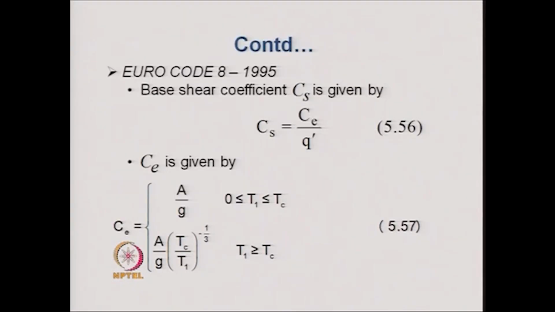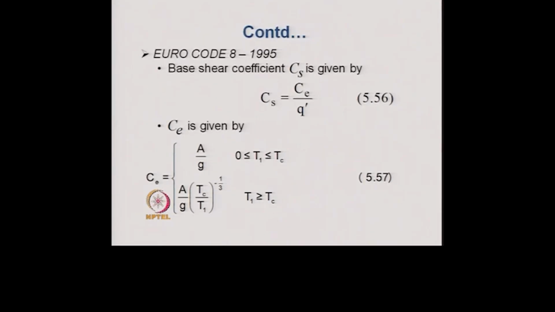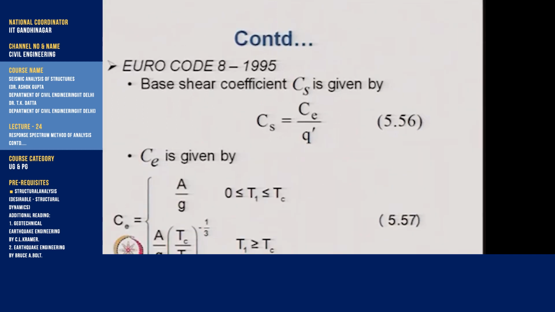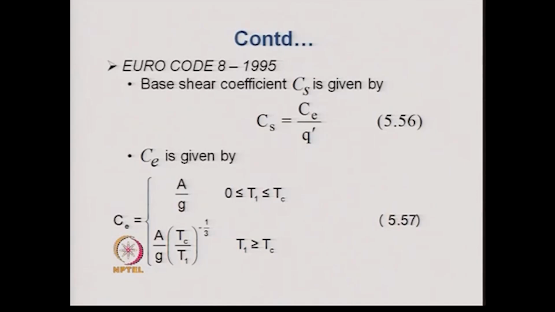this equation 5.57. We can see that for the time period between 0 to Tc, the value of C is the same as SA by G. The Tc indicates the upper limit for the straight line portion of the curve, and for time period greater than Tc, the value of Ce is equal to SA by G multiplied by Tc divided by T1 to the power minus 1/3. So, we expect that much nonlinearity coming into picture for a greater time period.